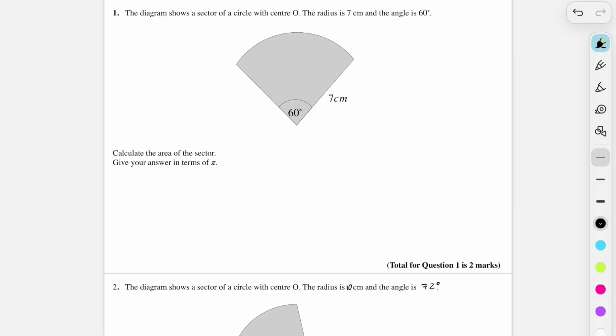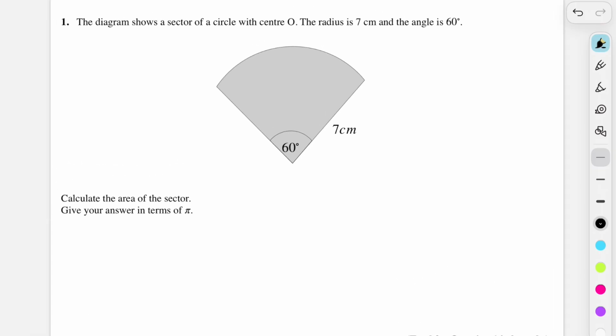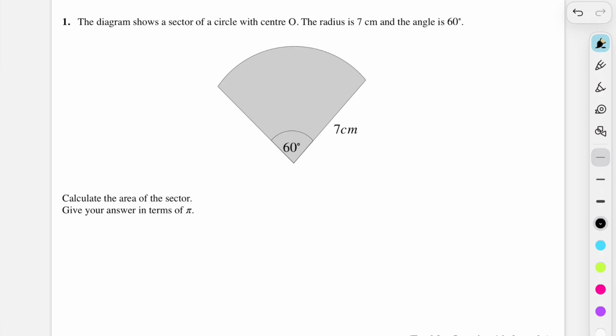We start from question 1. It says the diagram shows a sector of a circle with centre O. The radius is 7 centimetres and the angle is 60 degrees. We need to calculate the area of the sector, giving our answer in terms of pi.